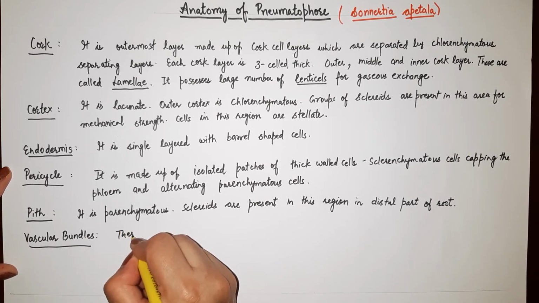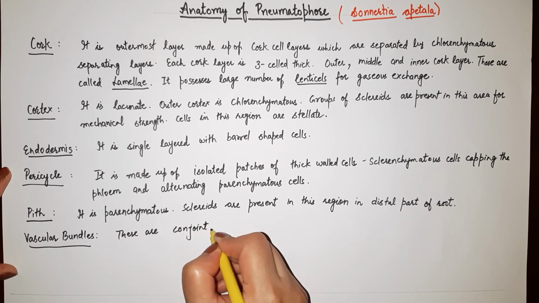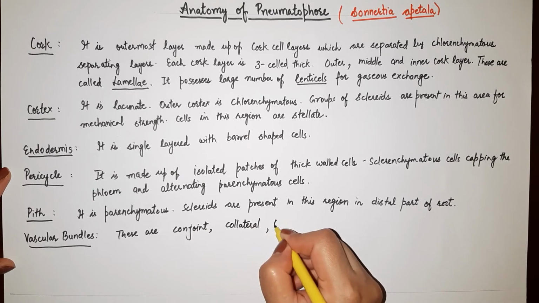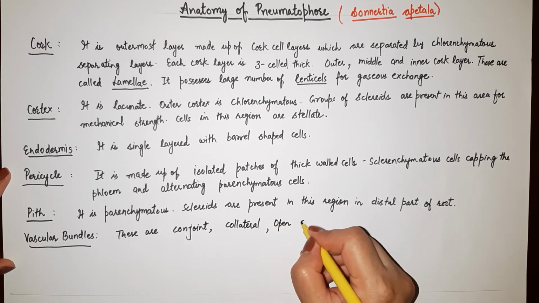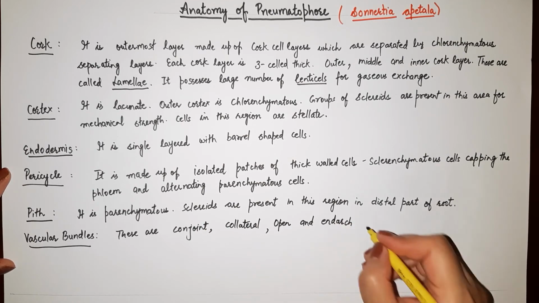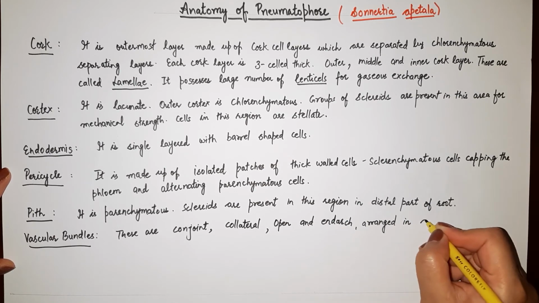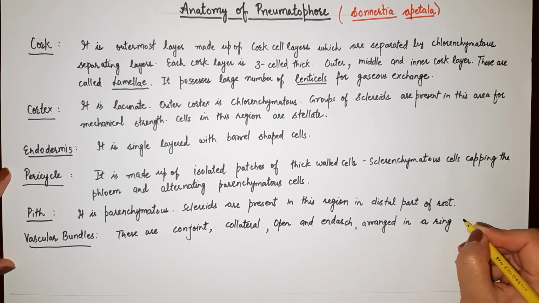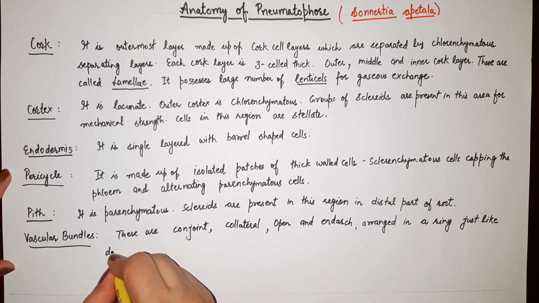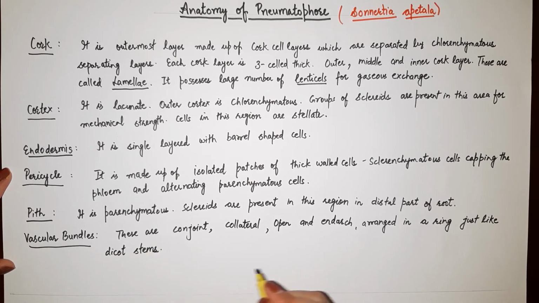Okay, another part in the stellar region is vascular bundles. These are conjoint, collateral, open and endarch, arranged in a ring just like dicot stems. Okay, so its structure resembles dicot stems.